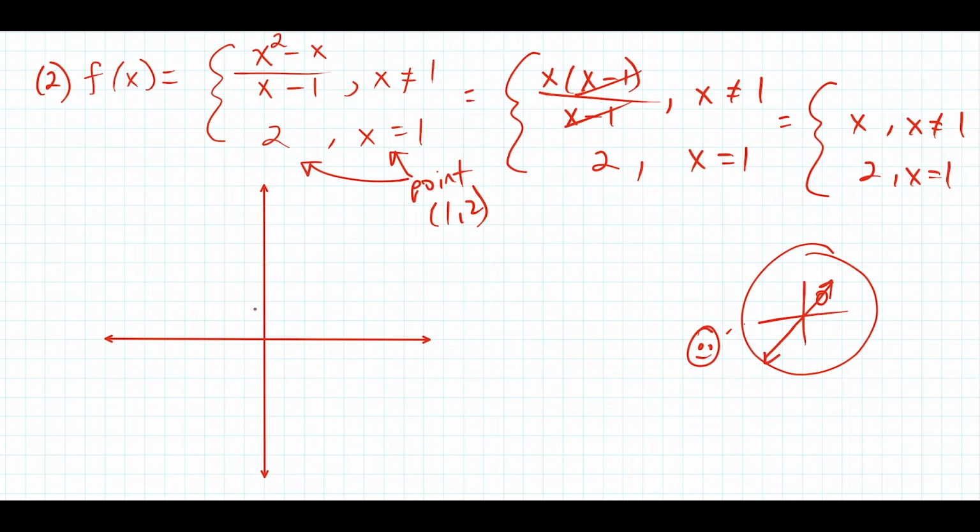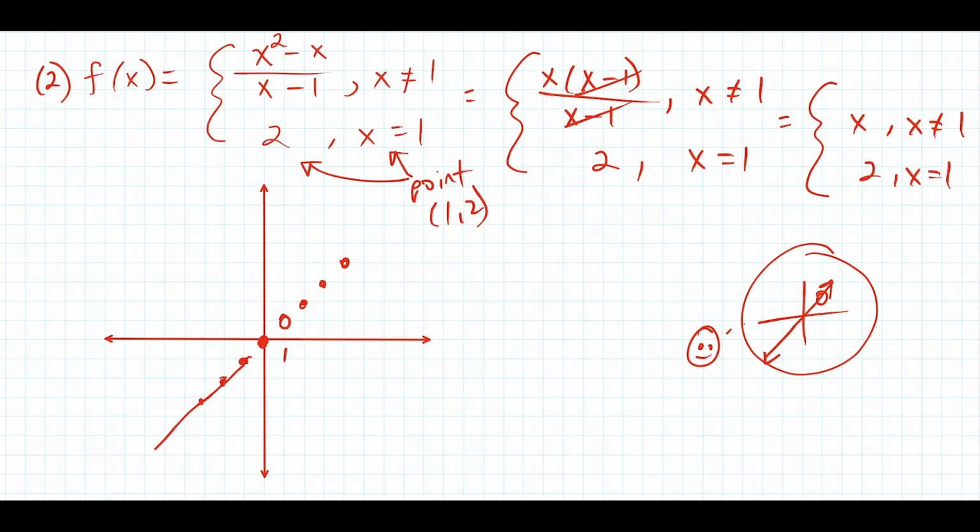So that's just like me thinking about this ahead of time. So it's the line y equals x everywhere except x equals 1. So at x equals 1, that's where the hole in my graph is going to be. So I have the line y equals x, except at the point x equals 1.